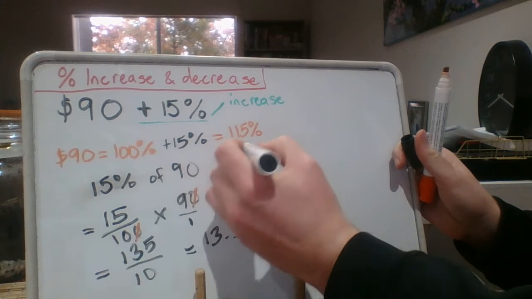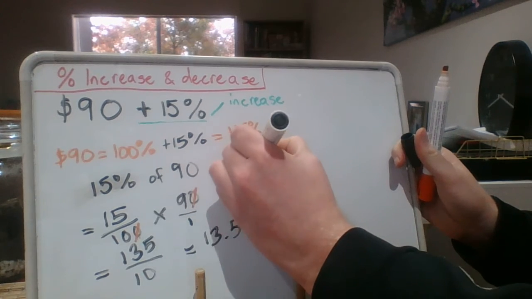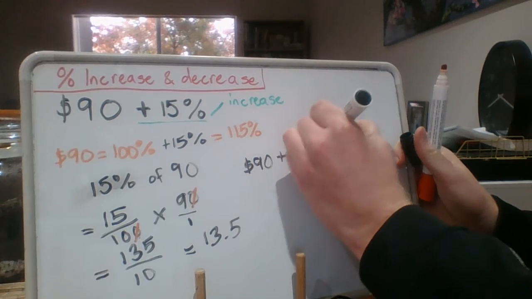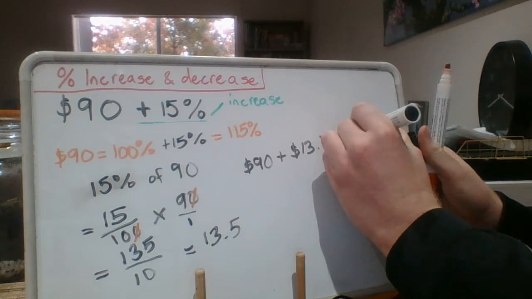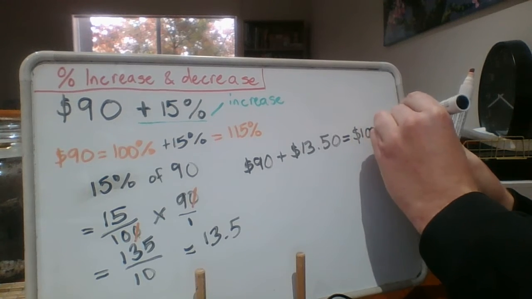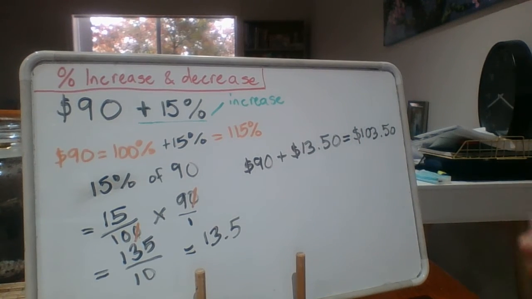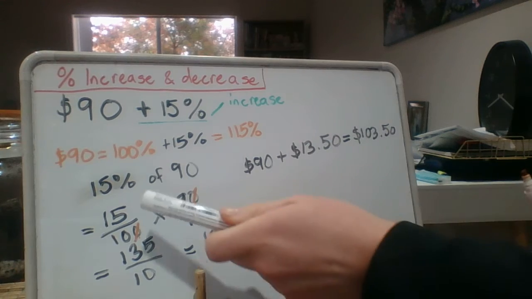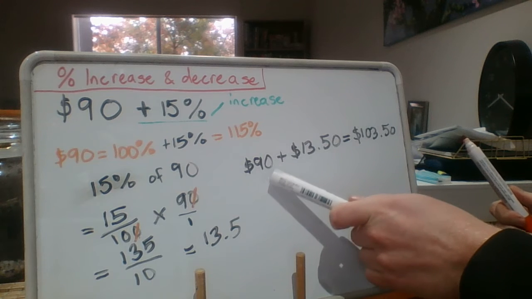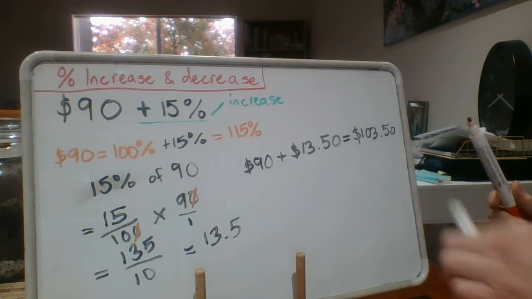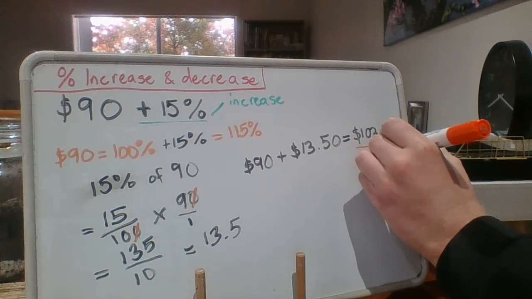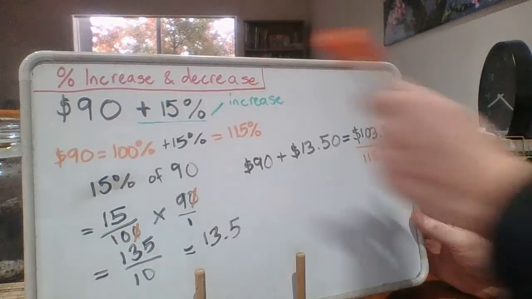So all I would need to do, come back to our formula at the top, is write $90 plus $13.50, which makes $103.50. To recap that, what we did was we found 15% of 90, and then we added it onto here. So here we've got our $90, 100%, added on the extra 15%. So this here, the $103.50, is 115% of that original price.